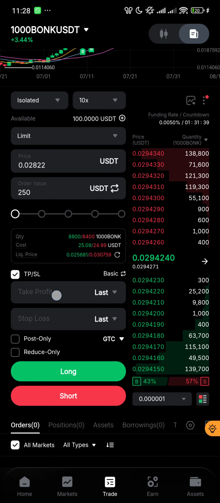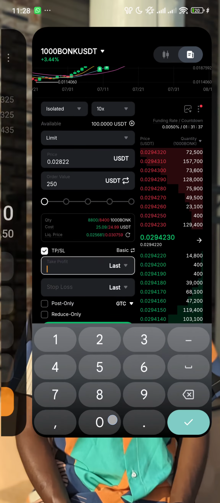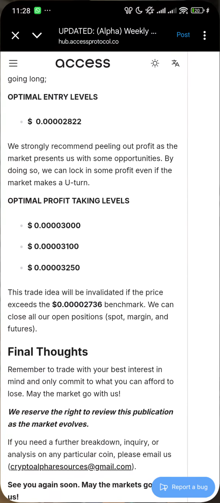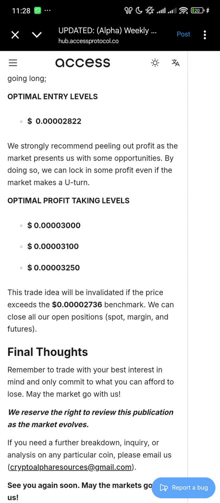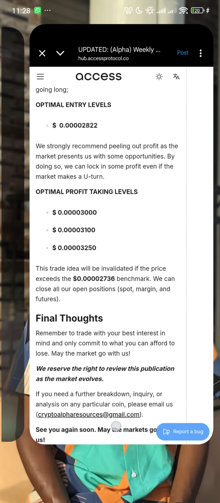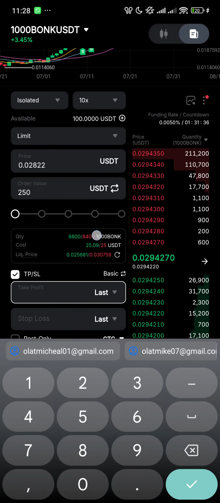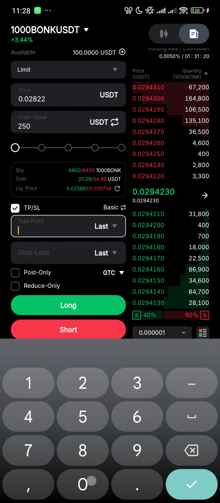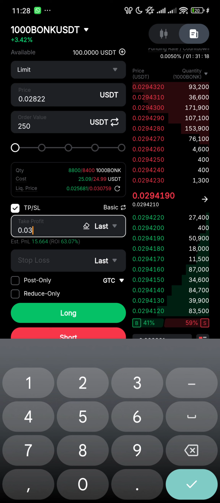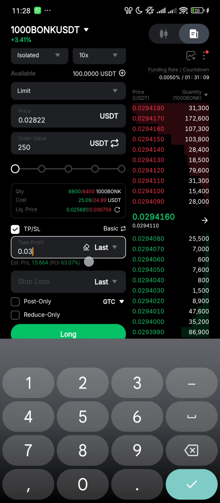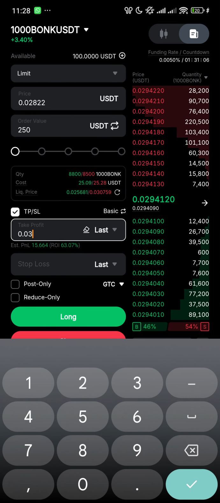Now the take profit, remember in our article we said you should take profits. You can take profits at 3, or 3.1, or 3.250, right? So now let's say we want to put our take profit at the first one, which is 0.03, right? You can see estimated P&L, profit or loss, is $15. So if I enter this trade at this price and I sell at this 0.03, I'm making $15.